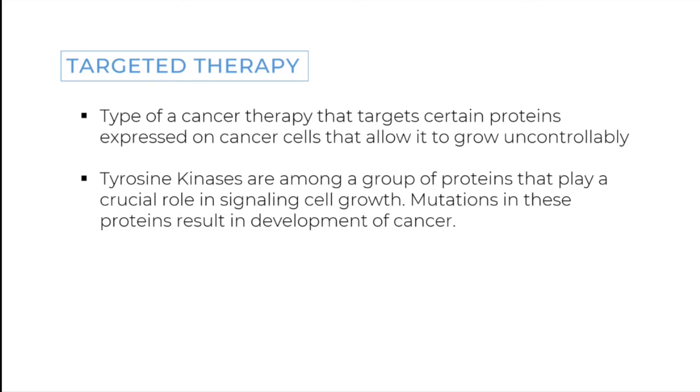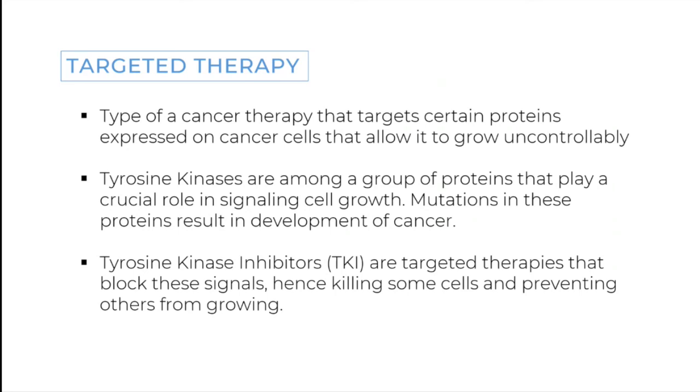These proteins play a very critical role in signaling cell growth. And when there are mutations in these tyrosine kinases, cancer cells will start to grow and develop and spread. Hence, tyrosine kinase inhibitors, or TKIs, are a group of targeted therapies that block these signals and eventually kill some of these cells and prevent some others from growing.